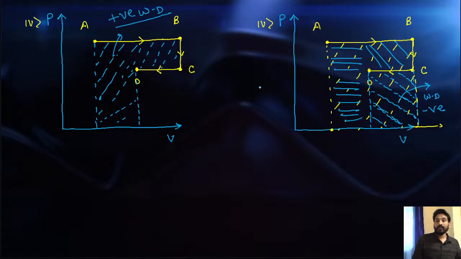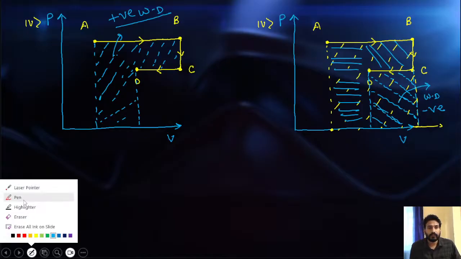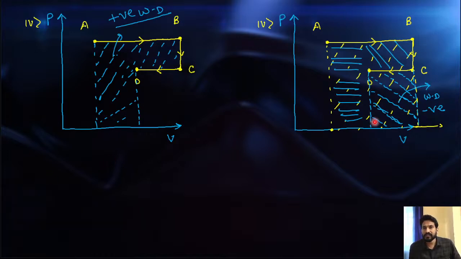So why did I delete this portion of the graph? Because if we see the work done from A to B, that is the positive work done, and from C to D it is negative. So by adding positive and negative, it gives us the value 0. That's why we neglect this portion. Now overall we are left with this area. Right? Is it clear to you?